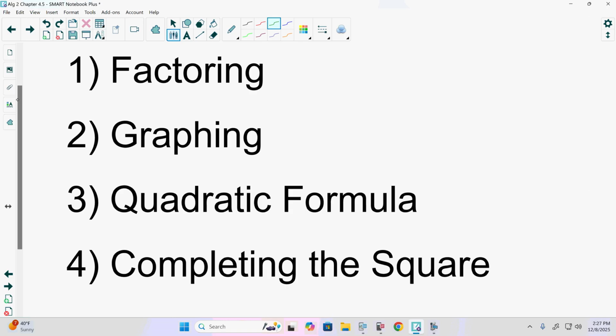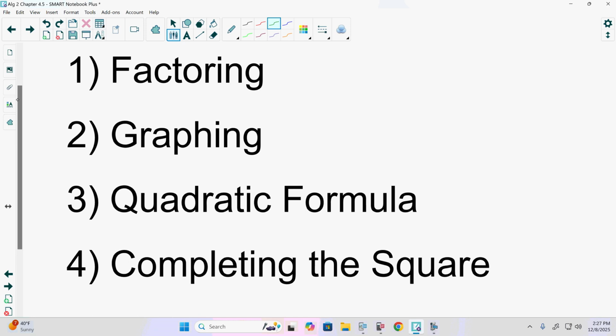Because we had to skip 4.4 due to time constraints, because we did synthetic division and long division in 4.3, and then we skipped straight to 4.5. The main reason is we don't have time between now and Christmas break to cover it all, so we're going straight to solving. We will come back to factoring when we get back from Christmas break, and I was planning on doing factoring anyway. So these are the 4 main ways.